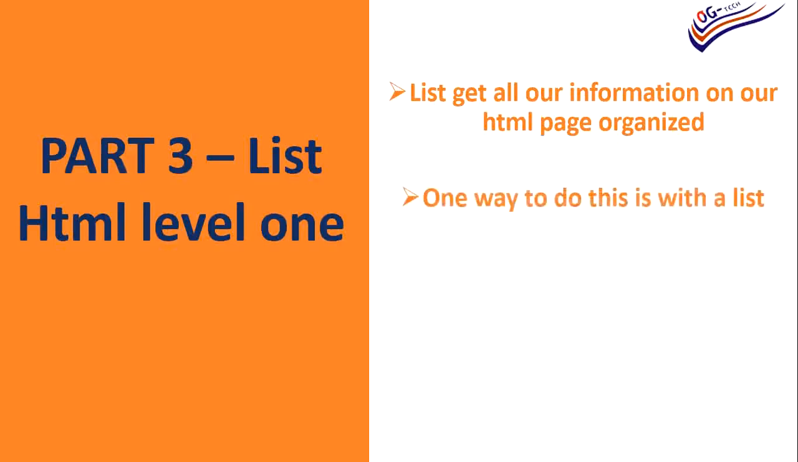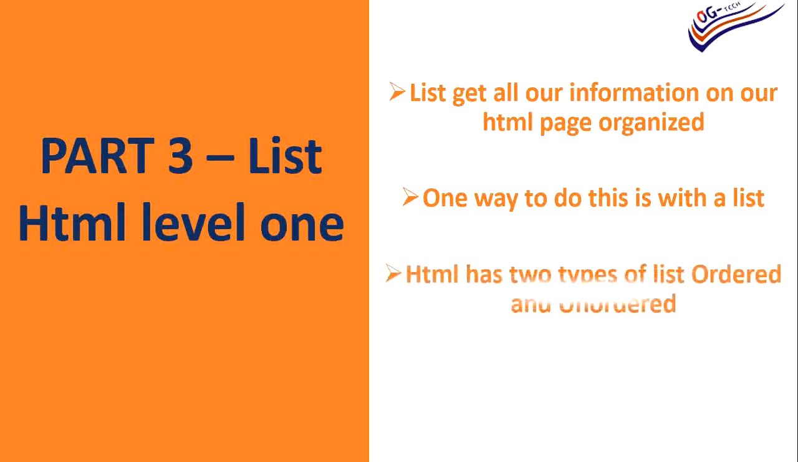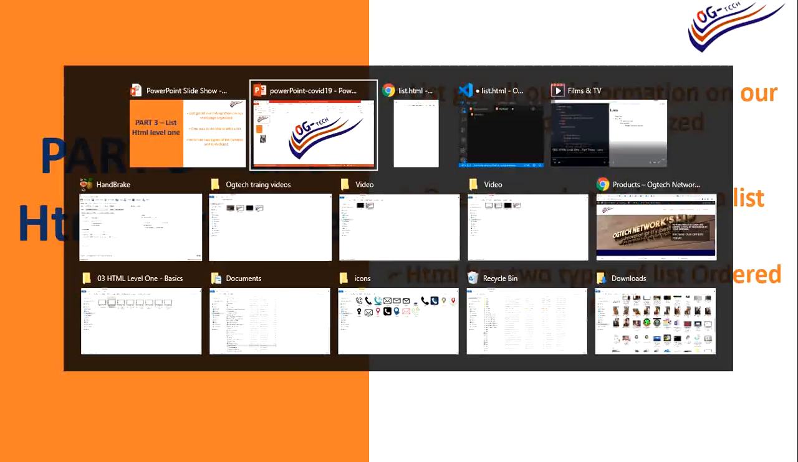HTML has two types of lists. We have the ordered list and the unordered list. The ordered list, just as the name says, orders our work by adding numbers, and so on, while the unordered list makes use of bullets. So without wasting much of our time, let's jump straight to our text editor.